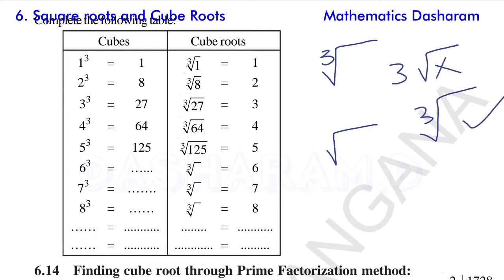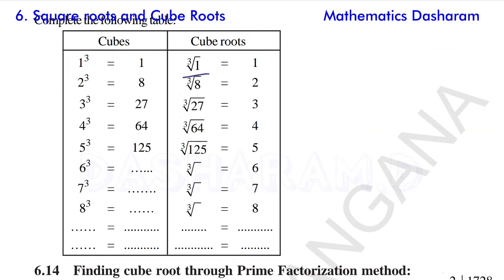Okay. So cube root of 1 equals 1. 2 cube is 8, then cube root of 8 equals 2. 3 cube equals 27, then cube root of 27 equals 3. 4 cube equals 64, then cube root of 64 is 4. 5 cube equals 125, then cube root of 125 is 5.